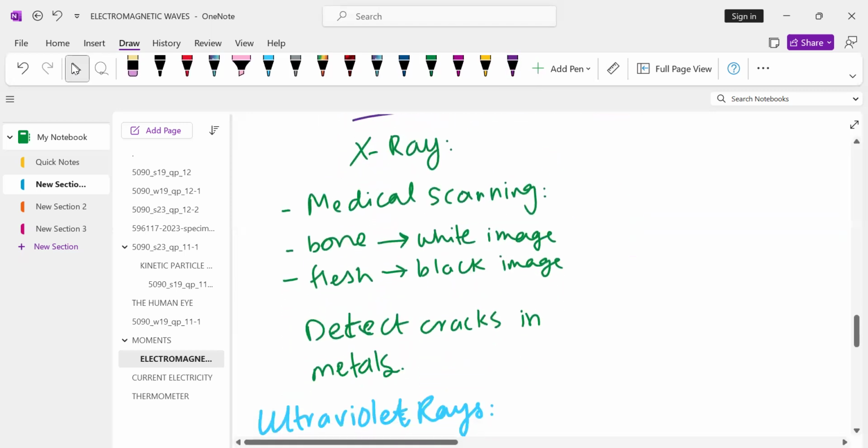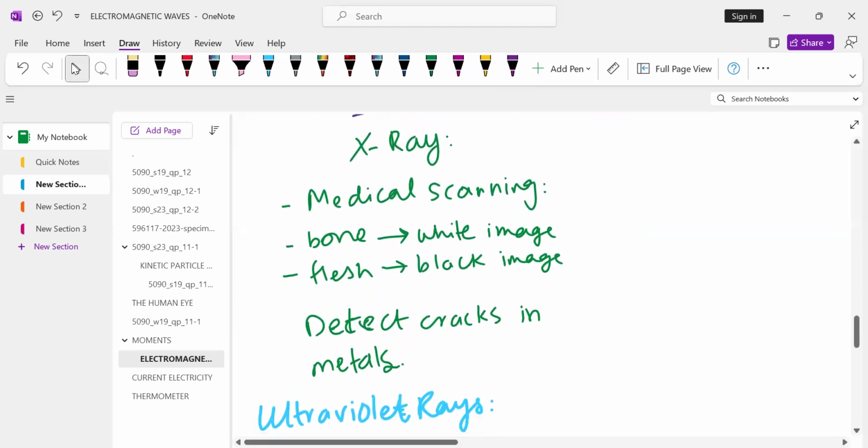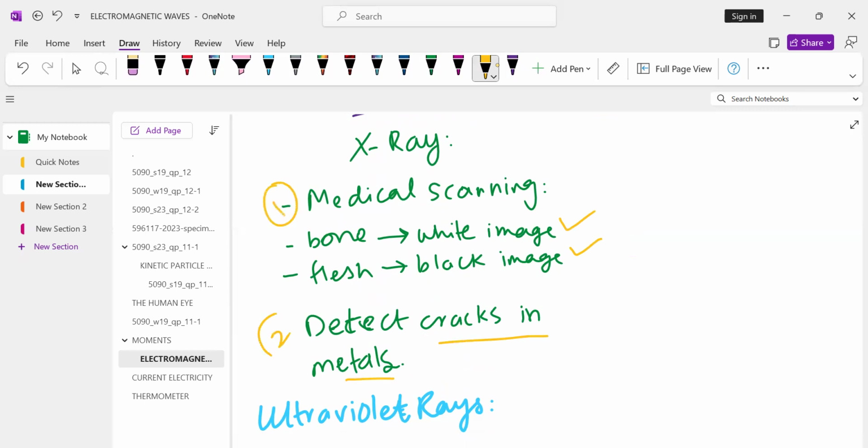Then the second one is X-ray. X-ray is used in medical scanning. In bones, X-ray gives a white image, and in flesh, X-ray gives a black image. So you need to remember these two things, that in bones, X-ray gives a white image, and in flesh it gives a black image. Then it detects the cracks in the metal. X-ray is also used to detect the cracks in the metal. So this was the second use of X-ray.